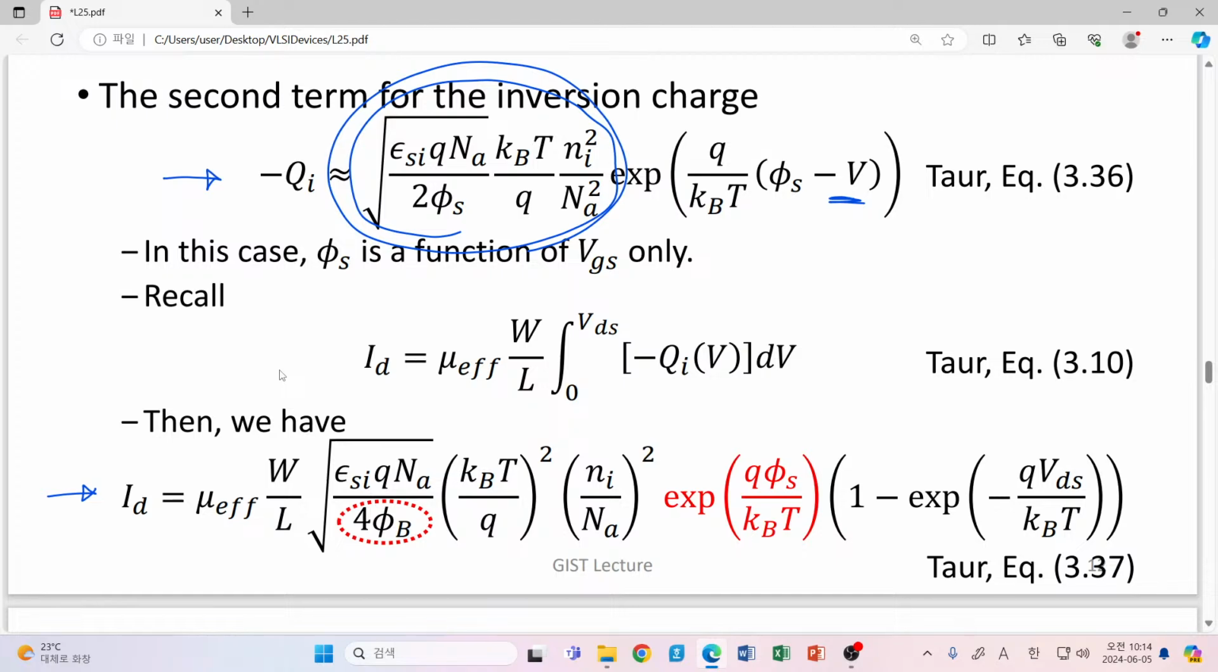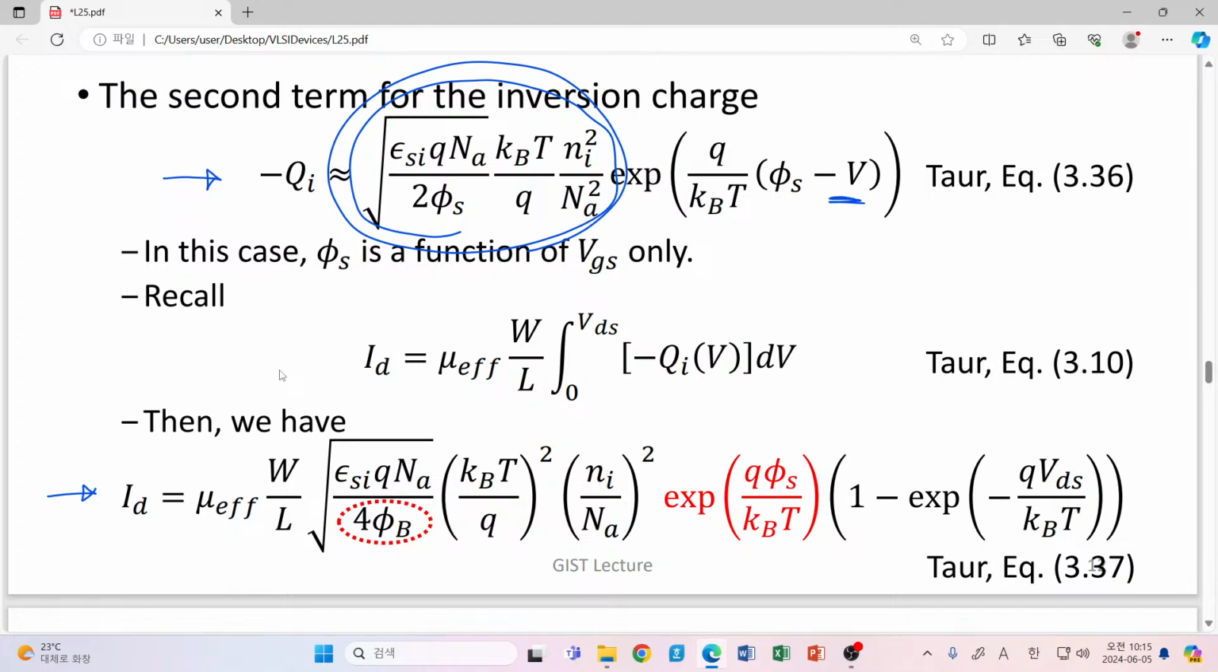Here I have shown you a red colored term. This red colored term is the important dependence on our applied bias. Of course, here we have another term, 1 minus exponential something. However, that is not that important. So please think about this case.